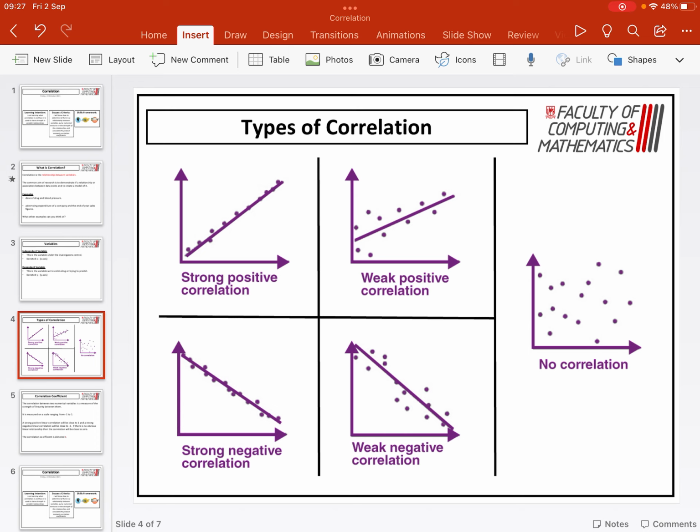What we can do is use RStudio to calculate the correlation coefficient to determine what type of relationship we've got, positive or negative, and the strength.